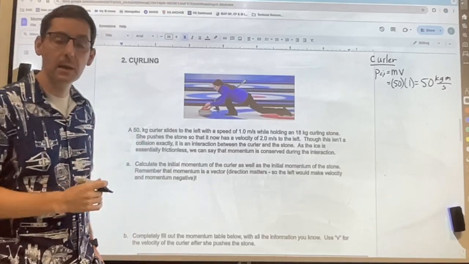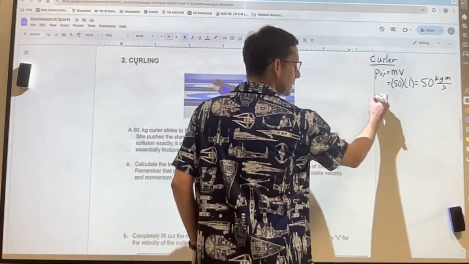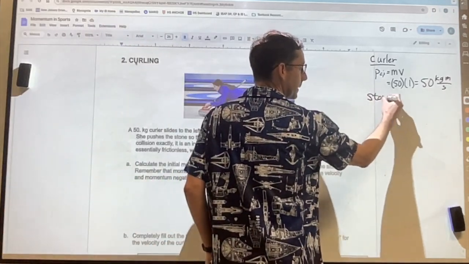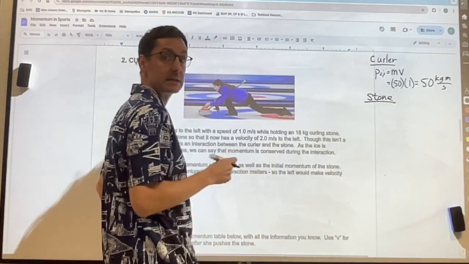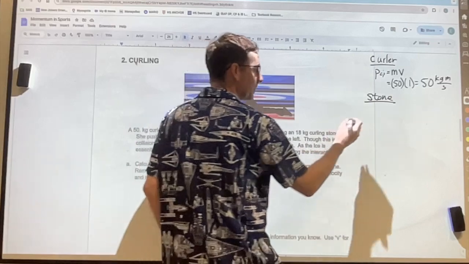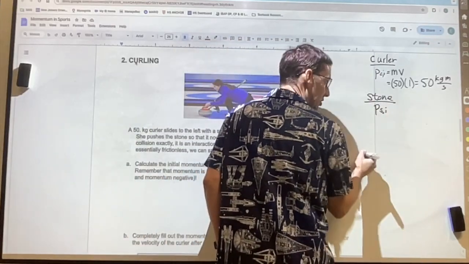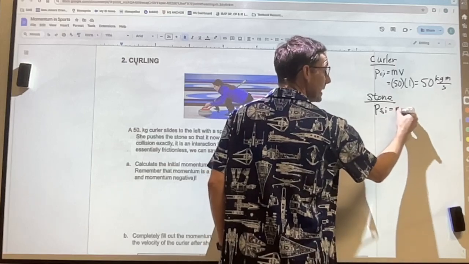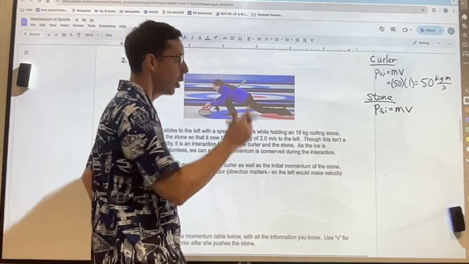Okay, fair enough. The second thing it wants us to find in part A is the momentum of the stone. Okay, the stone is the rock that she's holding and that she releases that slides along the ice. So the momentum of the stone initially is equal to its mass times its initial velocity, right?